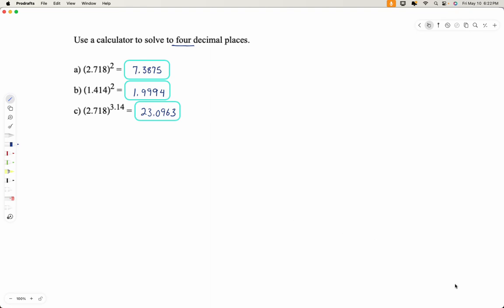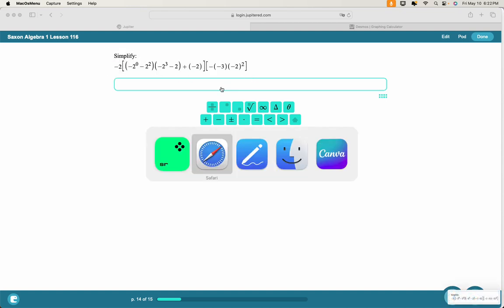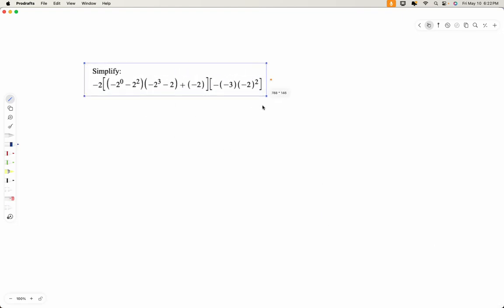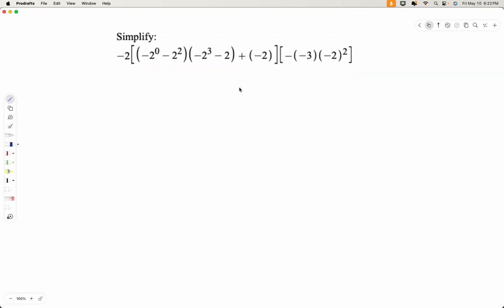All right, let's look at the next one. Okay, so this one's a doozy. So we're going to copy and paste it just to make life a little easy, so that it is copied exactly and I don't miss anything. Make it a little bit bigger so it's easy to see. All right, so here we're going to go through and simplify first.